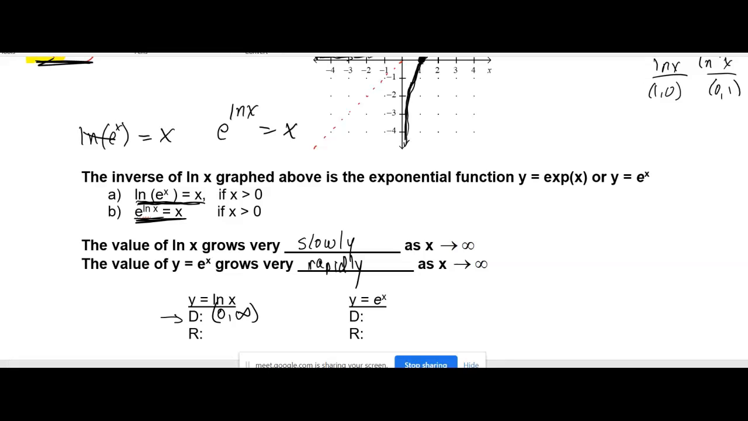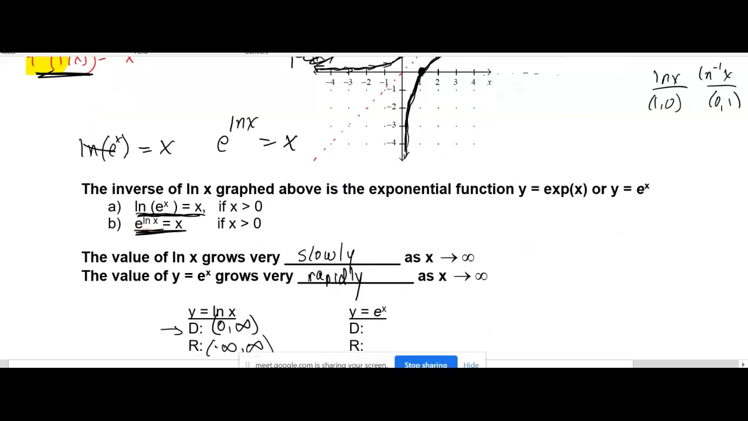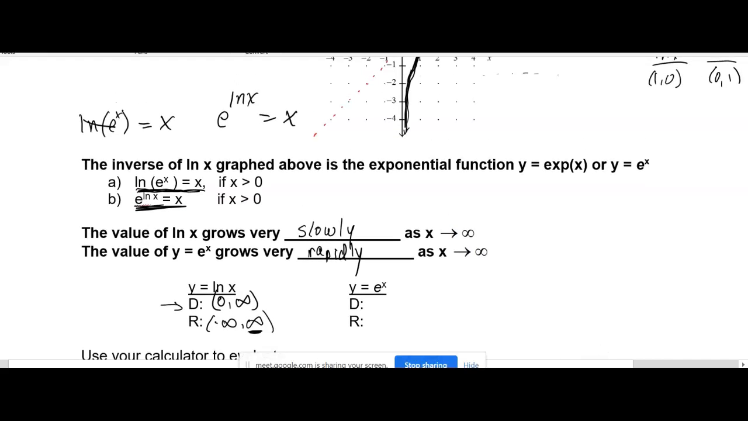We get really, really, really close to 0. We just never hit it. And then what do you got for your range, Sedona? Good. Negative infinity to infinity. We do go to positive infinity, but like we said, it's just really slowly. It's easy to think that there's maybe a horizontal asymptote right here, but there isn't.